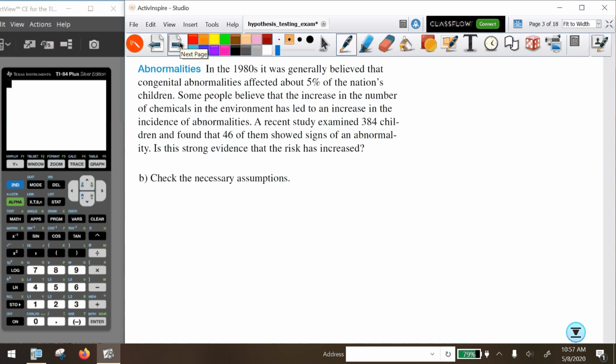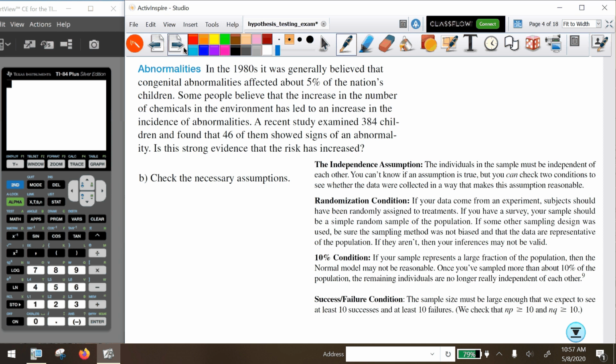Part 2, or Part B, check the necessary assumptions. Just like when we did the binomial distribution model and the sampling distribution model for sample proportions and sample means, it has to obey all these conditions. The independence assumption, can we assume that these children in the study were randomly sampled and they're independent from one another? Yes. They were randomly sampled for sure. They had to use some type of simple random sampling.